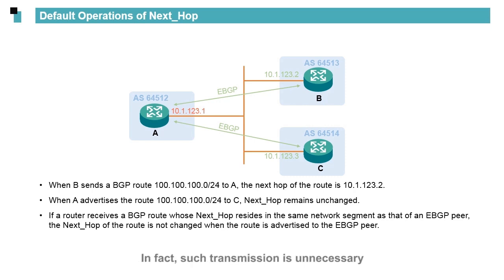In fact, such transmission is unnecessary. Therefore, if a router receives a BGP route whose next hop resides in the same network segment as that of an eBGP peer, the next hop of the route is not changed when the route is advertised to the eBGP peer. In this way, C sends packets directly to B, bypassing A.